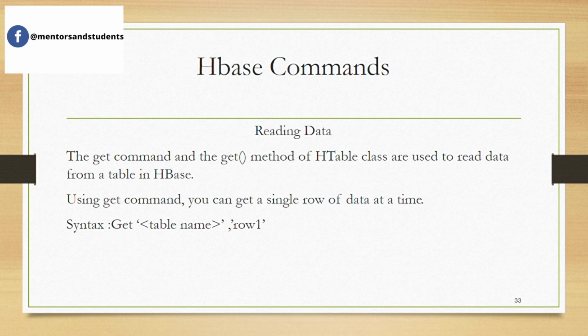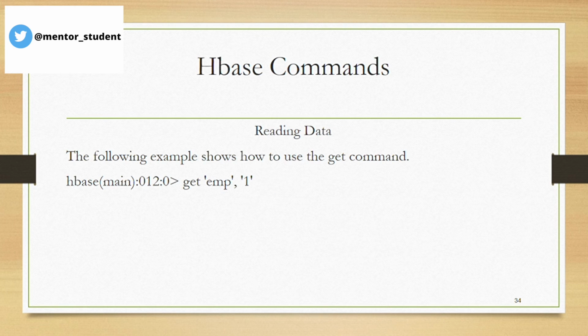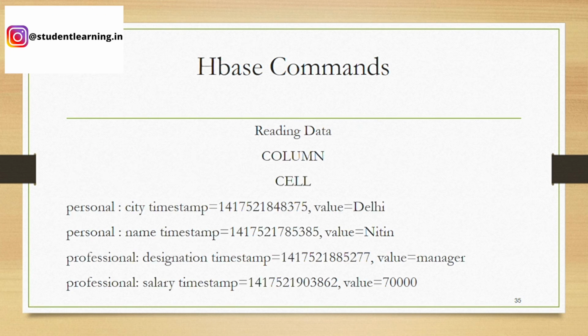Suppose you want to read the data of row 1. Just mention get, the table name and the row. For this, we can simply type get EMP, 1. So with the help of this command, we can read the data of row 1 like this.